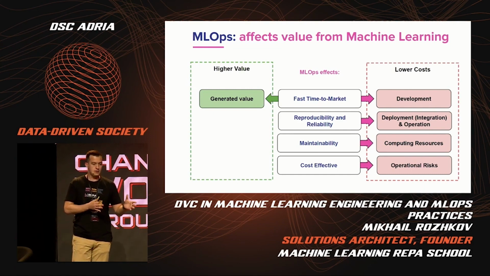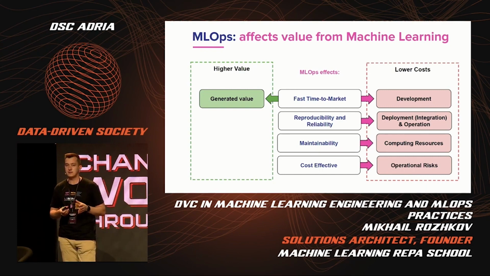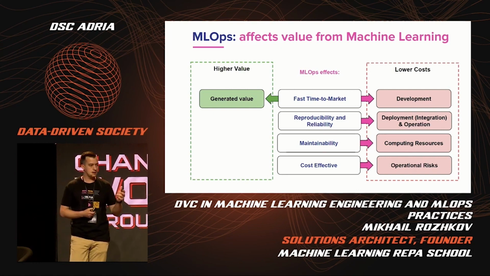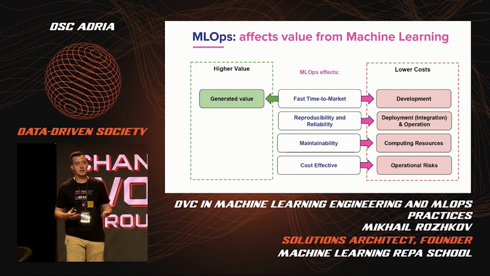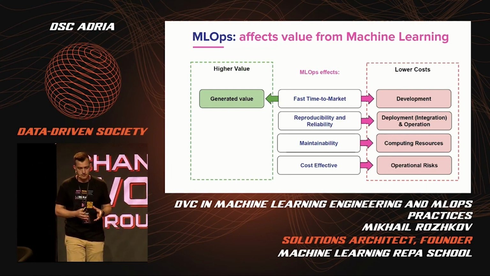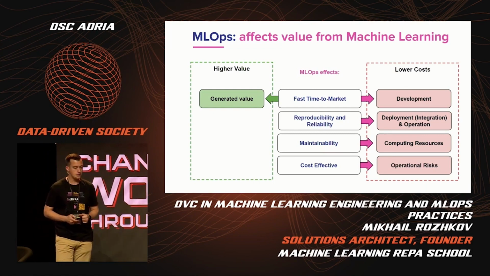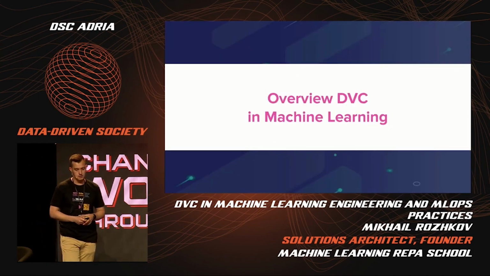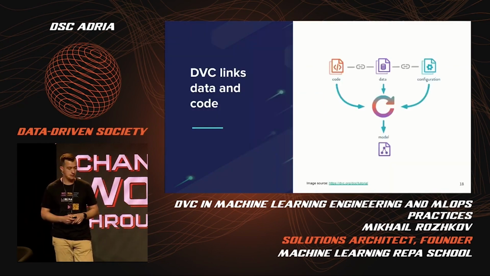And of course, if we are doing this process right, we can reduce our costs substantially. We don't waste computational resources, we don't waste our team's time, and we reduce the risk that our model in production will not work as expected. So this is the value of MLOps in ML projects. Let's jump into DVC and try to understand how DVC can help us with all of this.